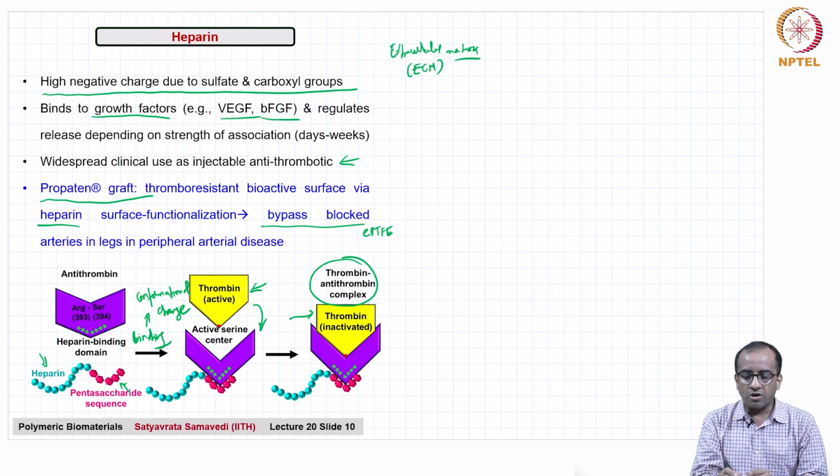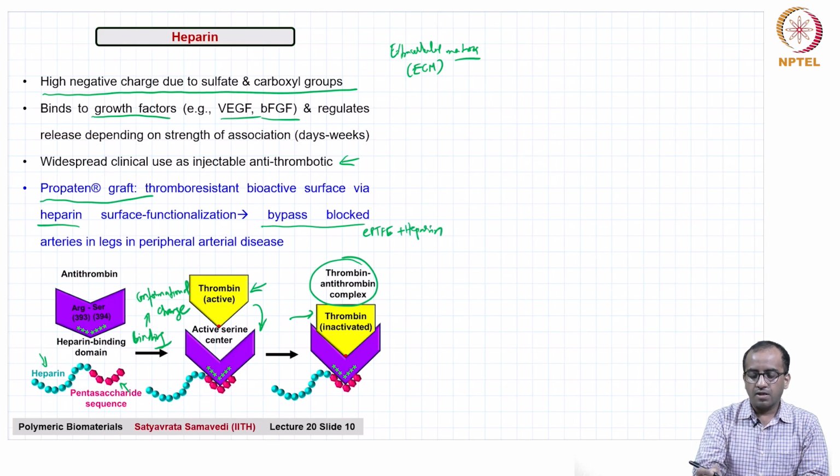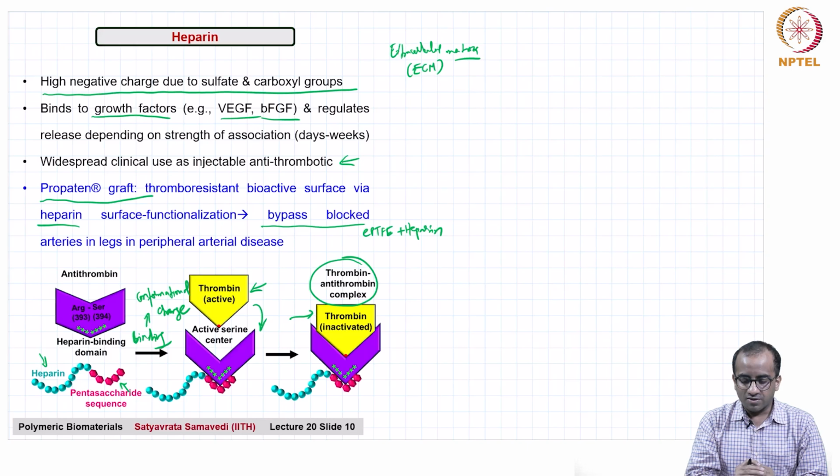Now this is an interesting combination for two reasons. One is ePTFE is a synthetic polymer and heparin is a natural polymer. So you see a beautiful blend of a synthetic polymer with its own set of advantages combined with heparin, which is a natural polymer with its own set of advantages, to leverage the best of both worlds to create a material that can have perhaps the mechanical properties and the durability of synthetic polymers such as ePTFE, but also have favorable interactions, not causing thrombogenesis etc.